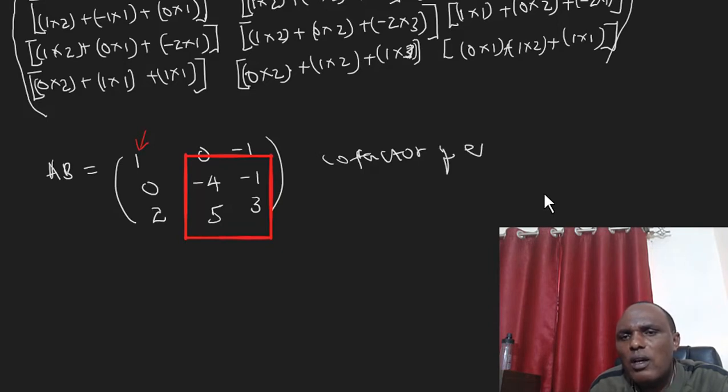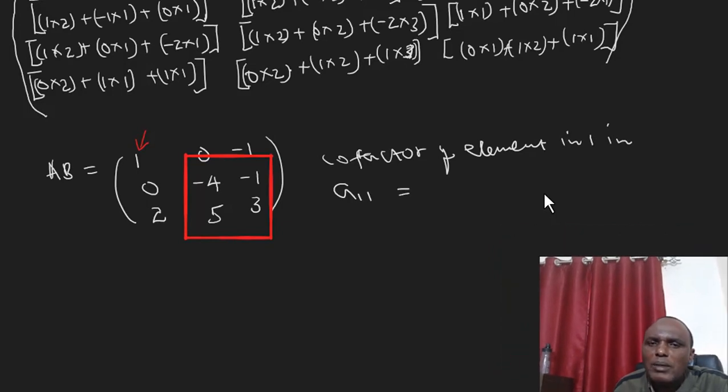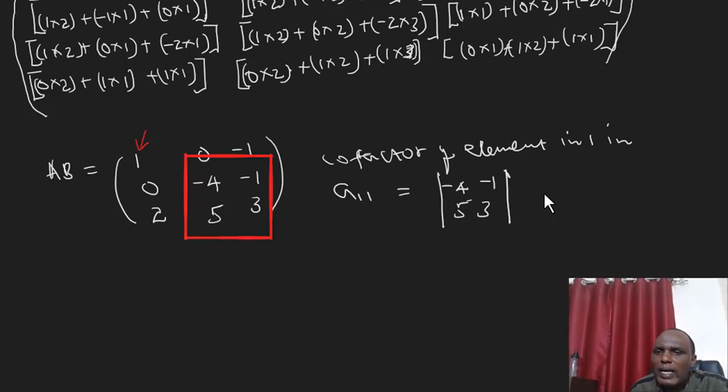So cofactor of element 1 in row 1, column 1, it will be equal to here the determinant of the matrix 4, negative 1, 5, 3, that determinant, and then you place the sign.